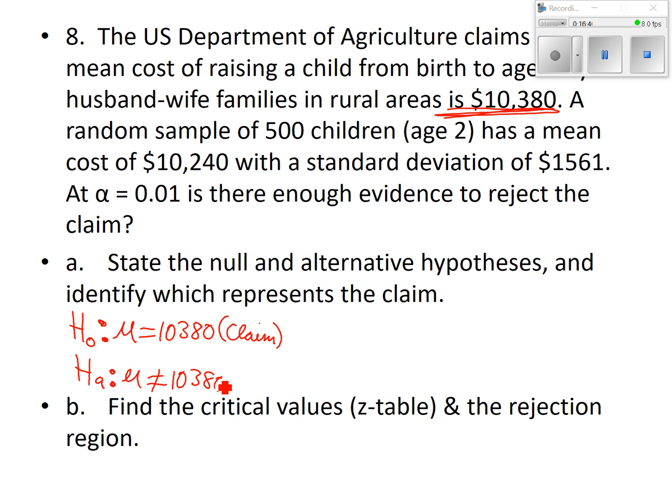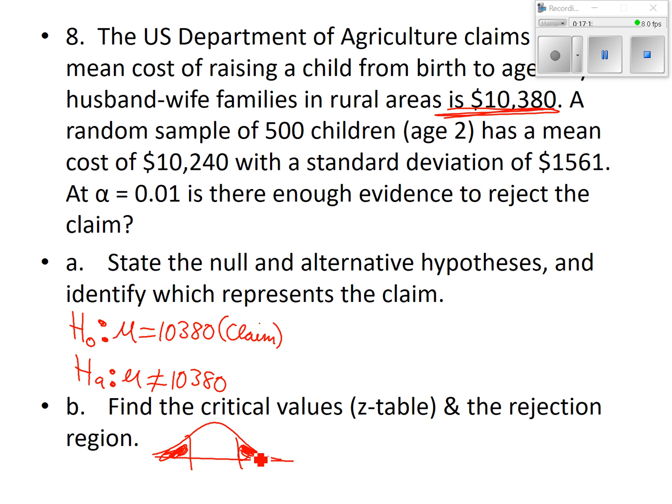Part B says find the critical values and the rejection region. Your paper says draw the graph. I must have gotten tired of typing on mine because it doesn't say draw the graph. So we're gonna draw the graph. Are we left-tailed, right-tailed, or two-tailed? So we're gonna draw this, shade that in, draw this, shade that in. And we gotta find our critical values.